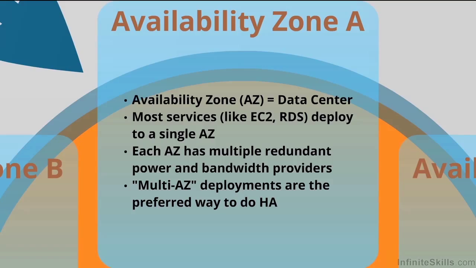the whole AZ. That said, if you want to further insulate yourself from outages, you can do multi-AZ deployments, where you deploy assets across several AZs. That is the preferred way to do HA or high availability inside of Amazon.